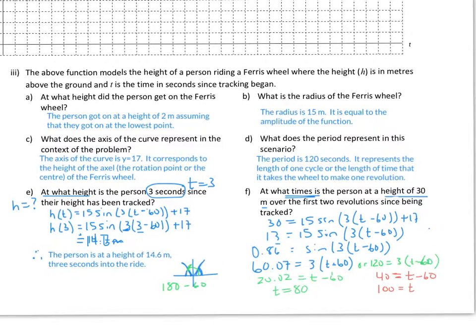The next thing I would do is add the period. The period's 120, so I'm going to add 120 for the next cycle. That means 120 plus 80 is 200 seconds, and if I take 100 and add 120 to it, I also get 220 seconds. So the 4 times over the first 2 revolutions since being tracked that it reaches the height of 30 would be at 80 seconds, 100 seconds, 200 seconds, and 220 seconds.